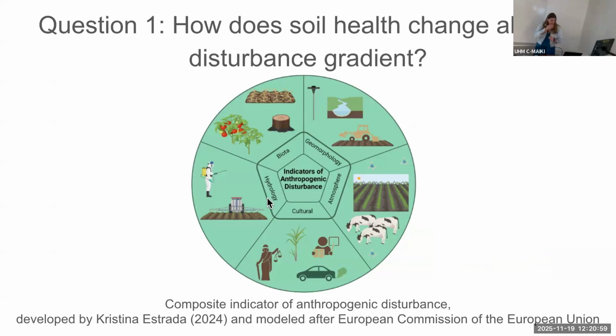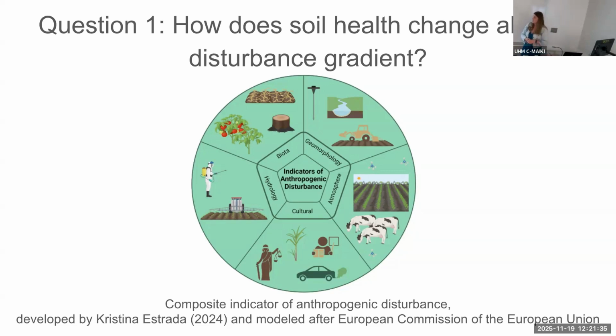Okay, so I want to share a few research questions with you and how we use the soil health score to answer some of these questions. And so our first question is, how does soil health change along a disturbance gradient? So I had a student, Christina Estrada, a master's student who worked on this. And so she made a composite indicator of anthropogenic disturbance. So she based this on the European Commission for the EU, and then also looked at ways that they measured anthropogenic disturbance in other systems like karst systems.